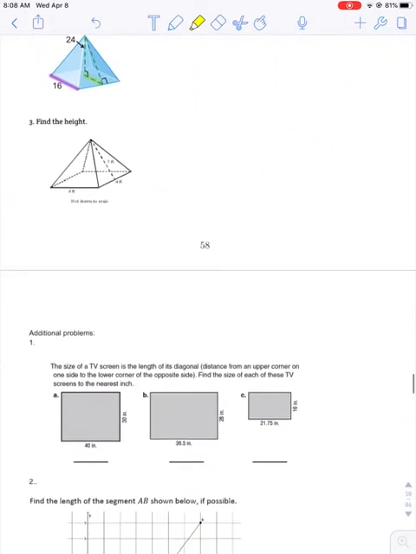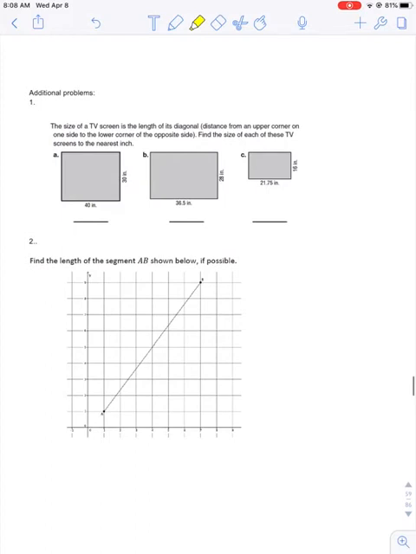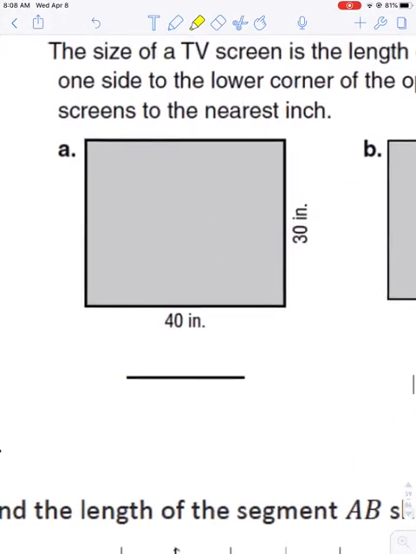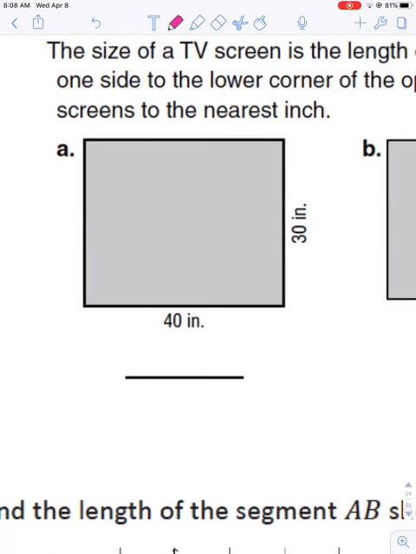All right, hopefully you're ready to move on. Let's take a look at this page. So this is kind of interesting, and this is a real life fact that I didn't know until I was older. It says the size of a TV screen is the length of its diagonal. And that's really how they talk about TVs when they're selling them. So like for TV A, if you were to buy this in the store, whatever this pink line is worth, that's the size of the TV.